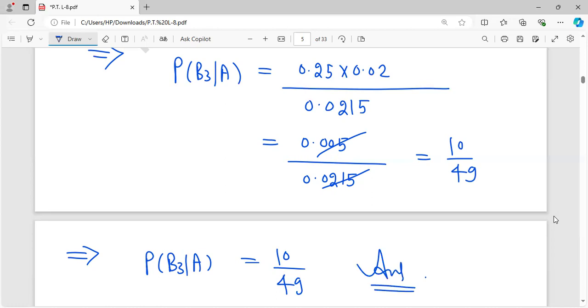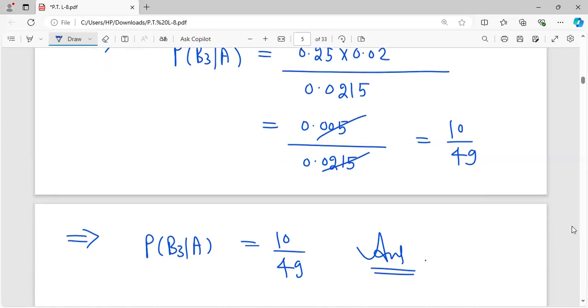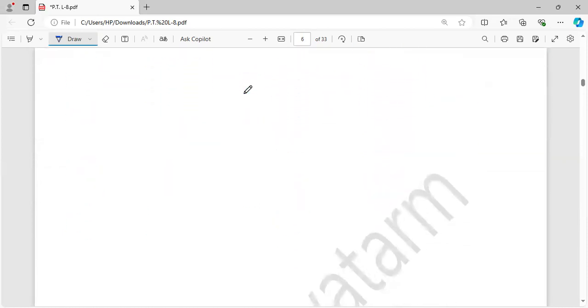So we will do one more example. This is 4, 5 actually. So you got 10 upon 49. Okay, this is the answer. Now we'll do one more example. Example number 2, you can say.